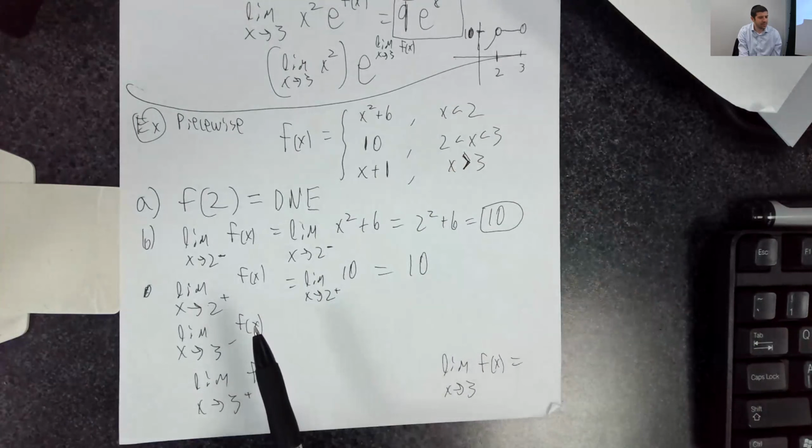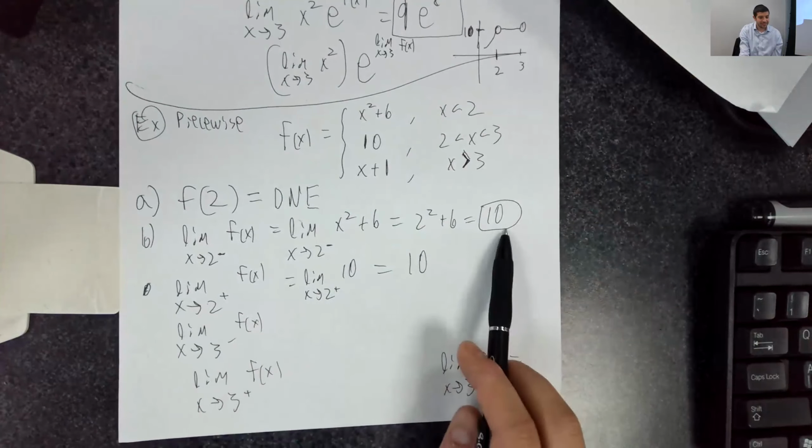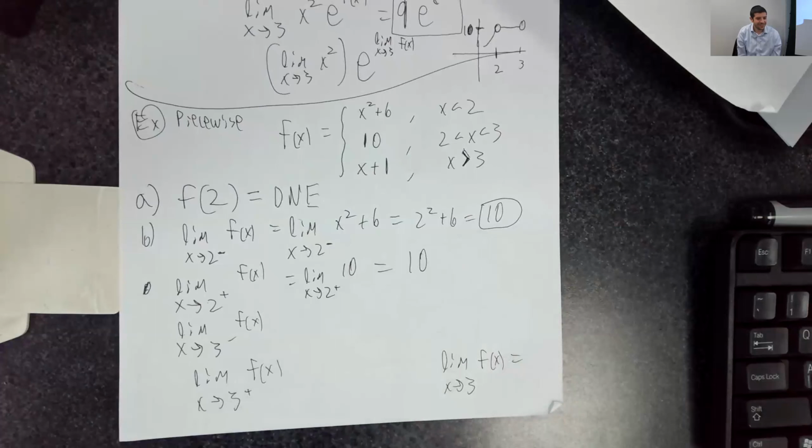Remember, actual limit means both sides match. But actually, they're both 10. 10, 10, yes. So, does that make sense? See, the left and right match up. They're both 10. If one was not 10, if one was 10.01, it would be DNE. But they are matching up.